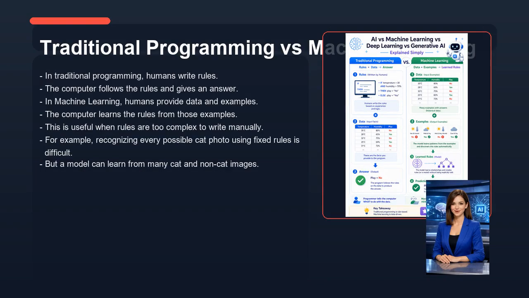Now let's look at traditional programming versus machine learning. In traditional programming, humans write rules. The computer follows the rules and gives an answer. In machine learning, humans provide data and examples. The computer learns the rules from those examples. This is useful when rules are too complex to write manually. For example, recognizing every possible cat photo using fixed rules is difficult. But a model can learn from many cat and non-cat images.